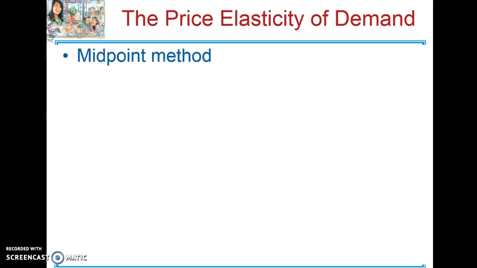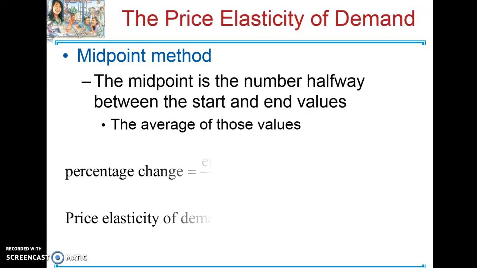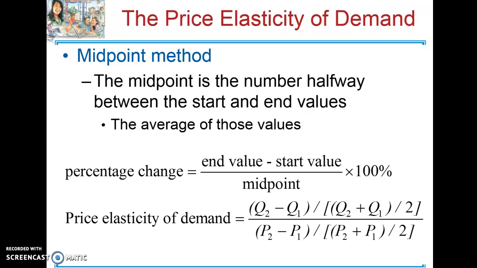Instead, we're going to use what's called the midpoint method. The midpoint is the number halfway between the start and end values. So it's the end value minus the start value, divided by the midpoint between these two, and then we'll multiply it by 100%. So stated as an equation, you get this here.